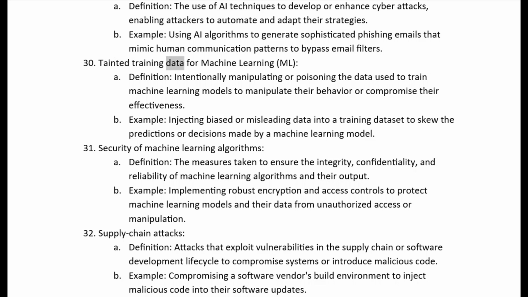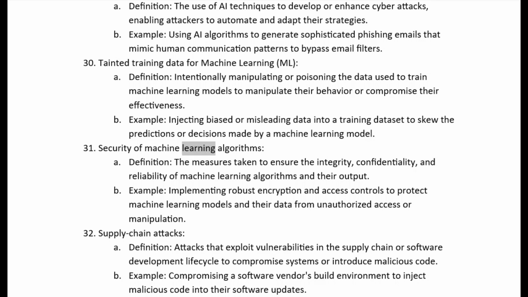Tainted training data for machine learning, ML. Definition: intentionally manipulating or poisoning the data used to train machine learning models to manipulate their behavior or compromise their effectiveness. Example: injecting biased or misleading data into a training dataset to skew the predictions or decisions made by a machine learning model.